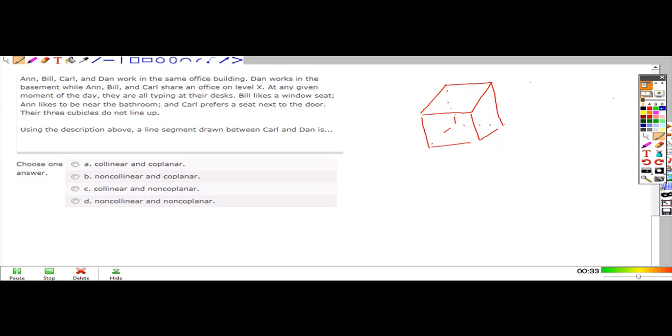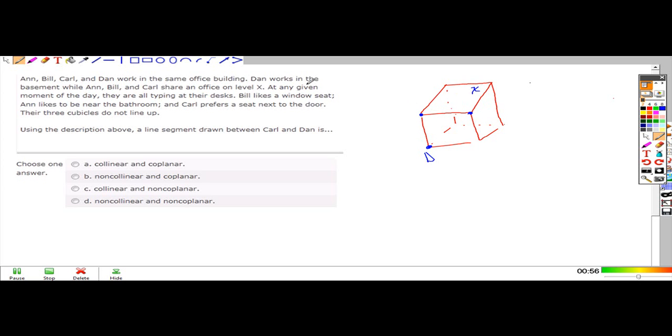And if you say that Dan works in the basement, you can place that point D down in the bottom of the box, whereas Ann, Bill, and Carl share an office on level X. So you can say they're on this plane up here, which we can label plane X.